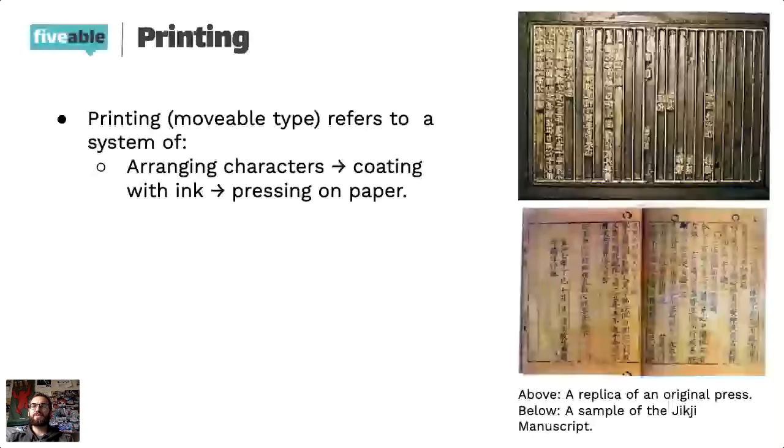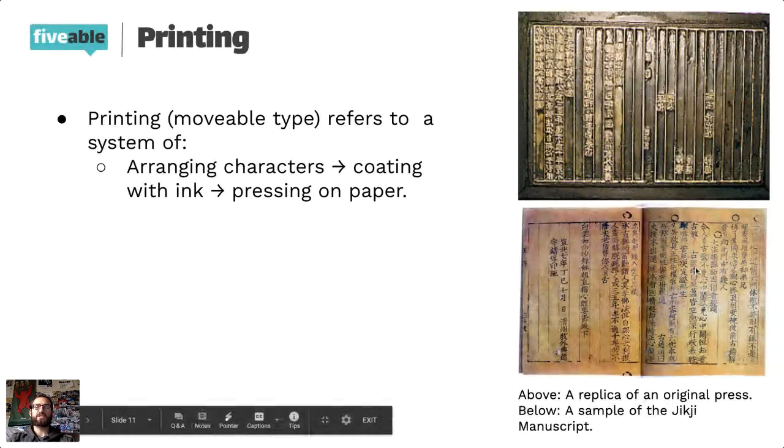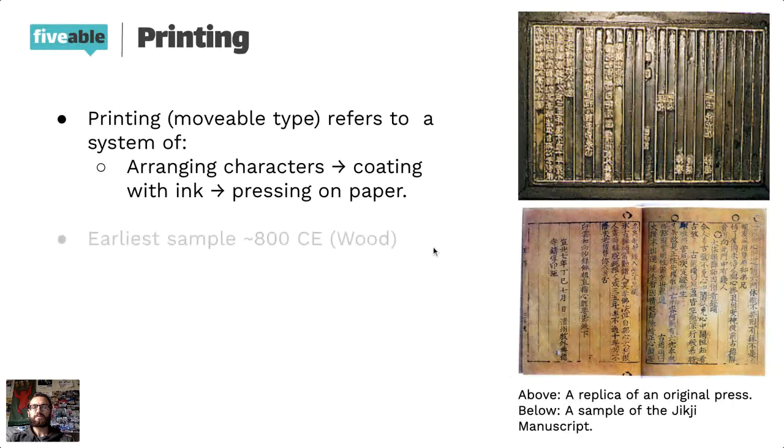But printing was a really big deal. And just like gunpowder, printing actually has its origins that we know of in Asia, right? And so I've included some pictures here on the right from the Jikji Museum in Korea. Now, Jikji is where the earliest known book printed with metal type was created, right?